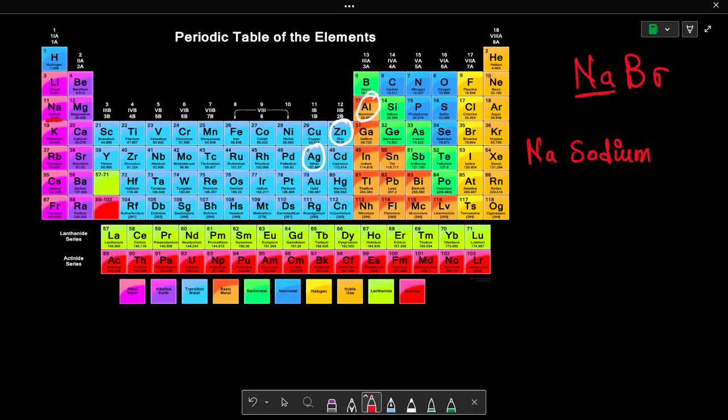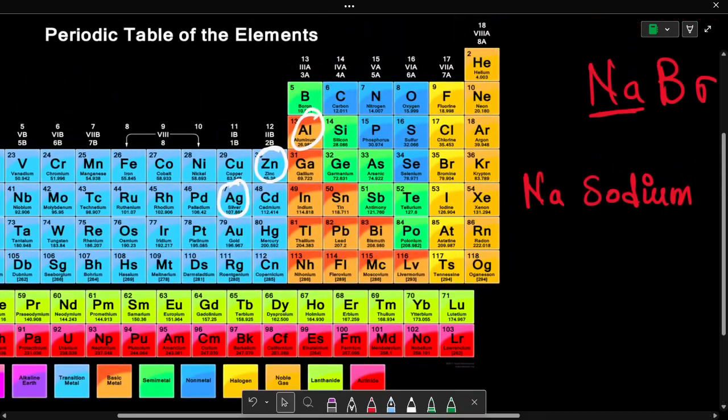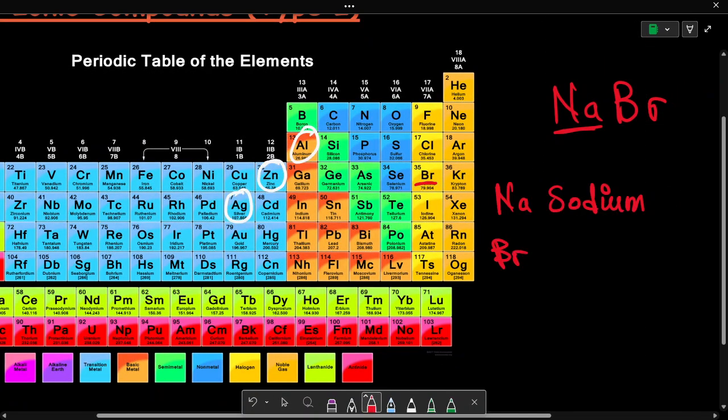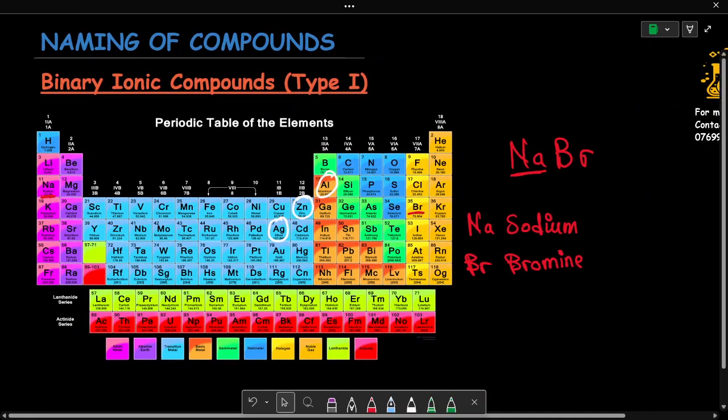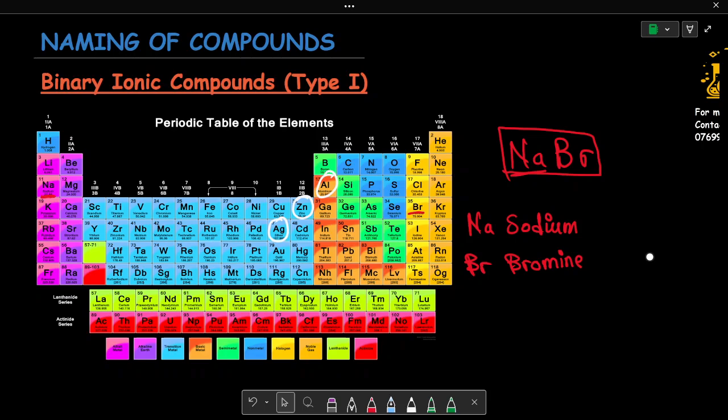You go to find Br again. You look on your periodic table. I found Br is coming from group 7, which is bromine. So Br is bromine. Okay. So when you see a chemical formula like this, it means that they have combined sodium and bromine. They are asking you to name the compound that has been formed from a combination of sodium and bromine.